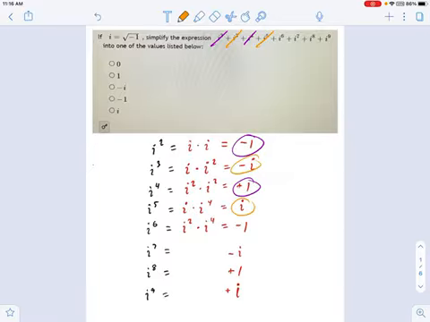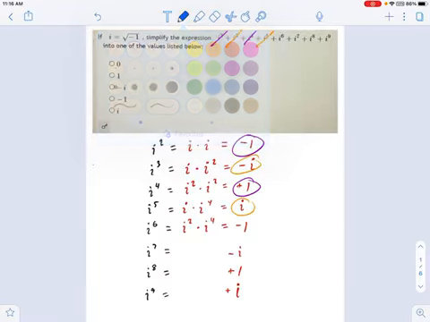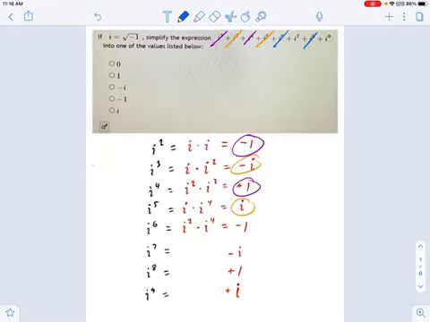Okay, i to the sixth and i to the eighth. Those also have opposite signs. i to the seventh, i to the ninth. Those also cancel out. Those have opposite signs. So these things in this particular problem happen to all cancel out, so they equal 0.